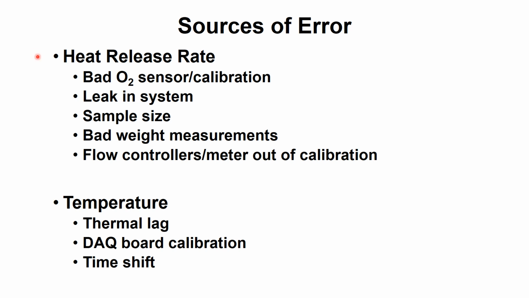If there's a problem with the heat release rate, it could be a bad oxygen sensor, you could have a leak in the system, your sample size is too large or too small, you made a bad weight measurement or contaminated your sample, or the flow controllers or meter are out of calibration. If there's shifts in the temperature, it could be the thermal lag of the system isn't calibrated right, your data acquisition board is not calibrated, or the time shift for the system isn't right. So if there's a problem with the data, it can be attributed to one of these items on these lists.